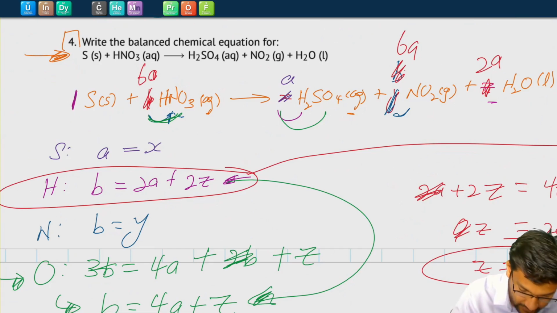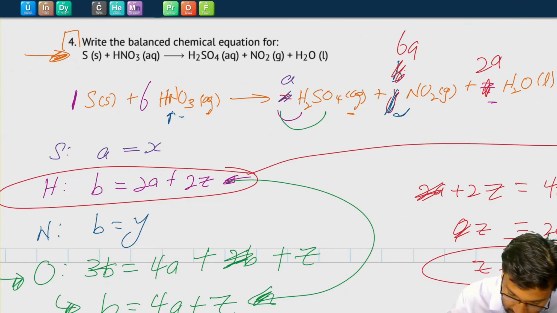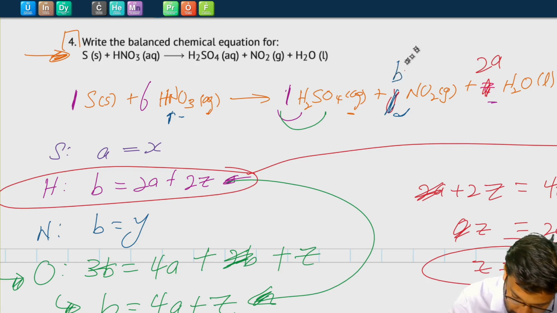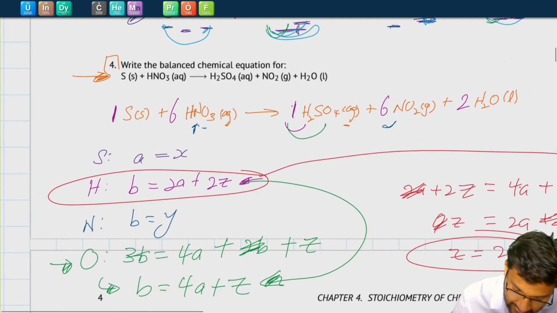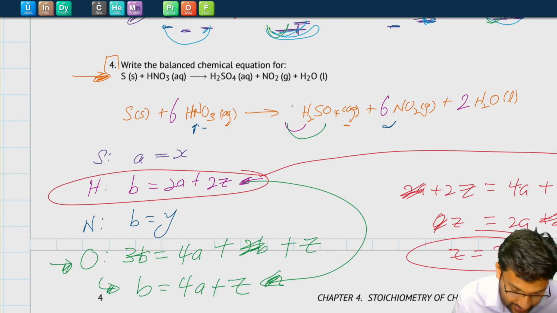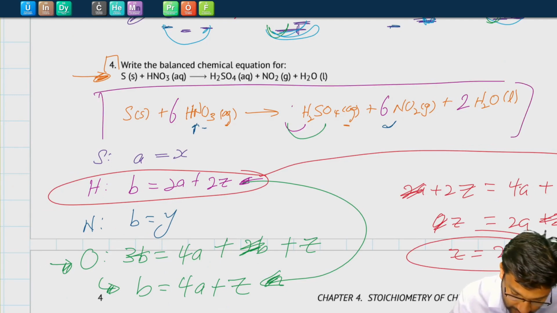1 sulfur, 6 nitric acid, 1 H2SO4, 6 nitrogen dioxide, and 2 water molecules. Again, when you write the balanced equation, you can ignore the ones because they're implied. And that's it. That's our balanced chemical equation.